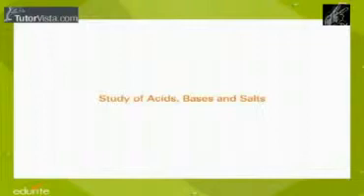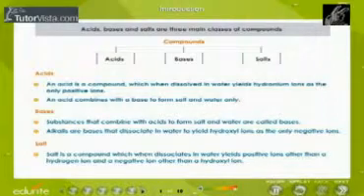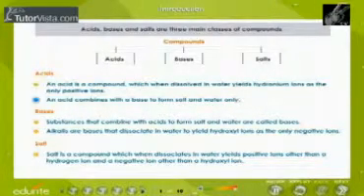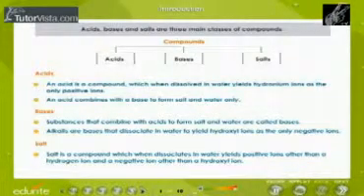Study of acids, bases and salts. Introduction. Acids, bases and salts are three main classes of compounds. Acid. An acid is a compound which when dissolved in water yields hydronium ions as the only positive ions. An acid combines with a base to form salt and water only.